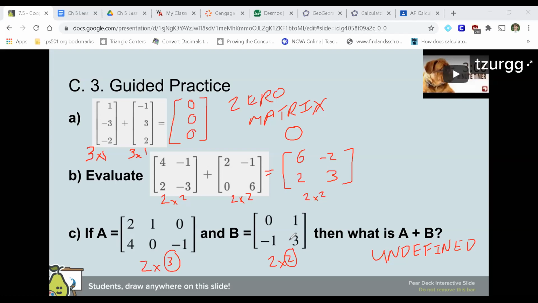Questions on any of these problems? Does anybody need more time or clear and move on?